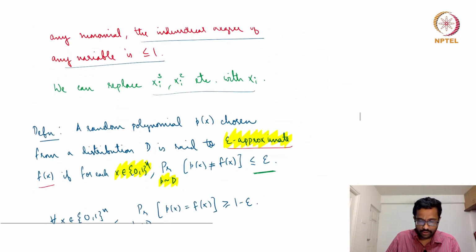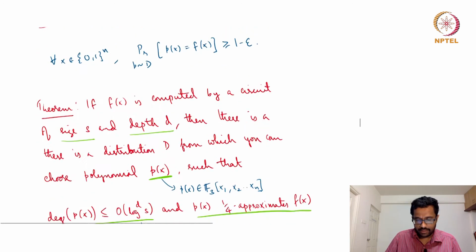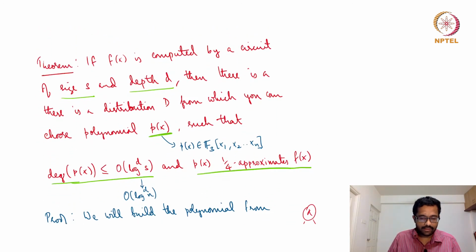We first saw the notion of a random polynomial approximating a function. We said that if a function can be computed by a size S and depth D circuit, there is a distribution from which, if you choose a polynomial, this polynomial will be over F3. So the degree is order log S whole power D, and the polynomial 1/4 approximates F.